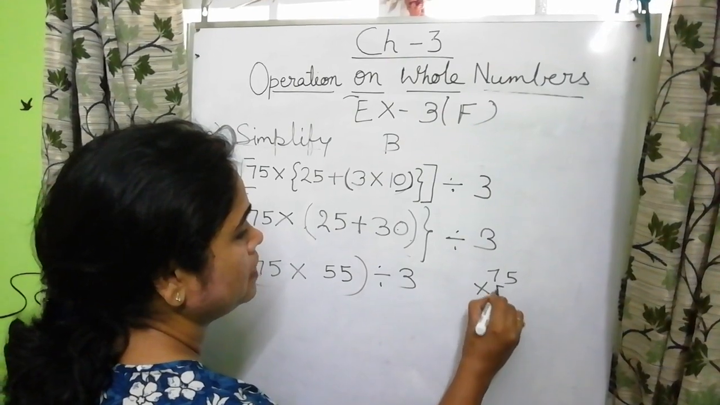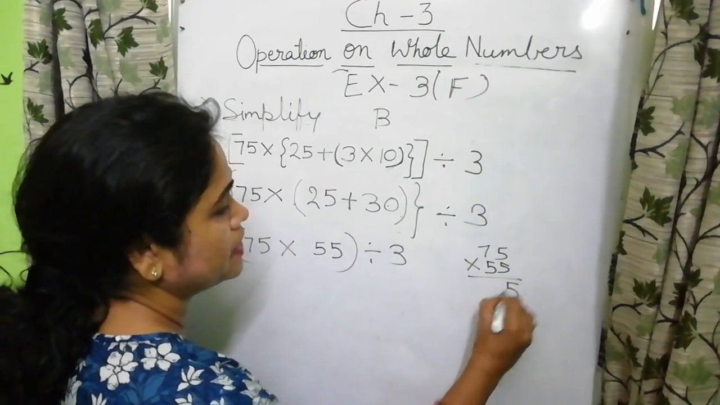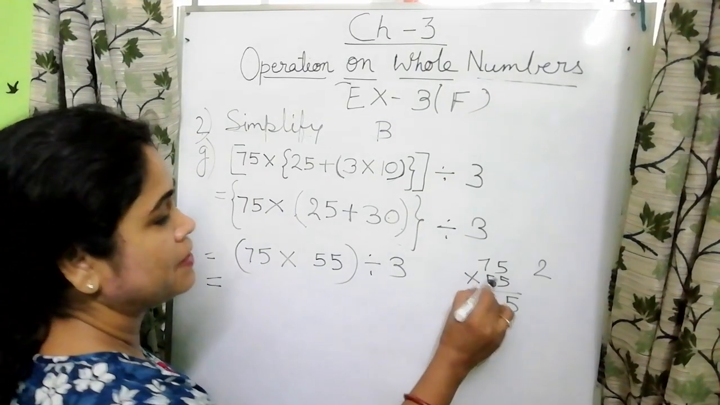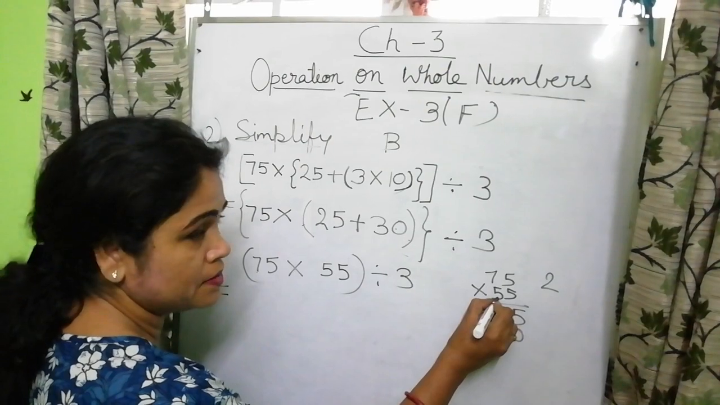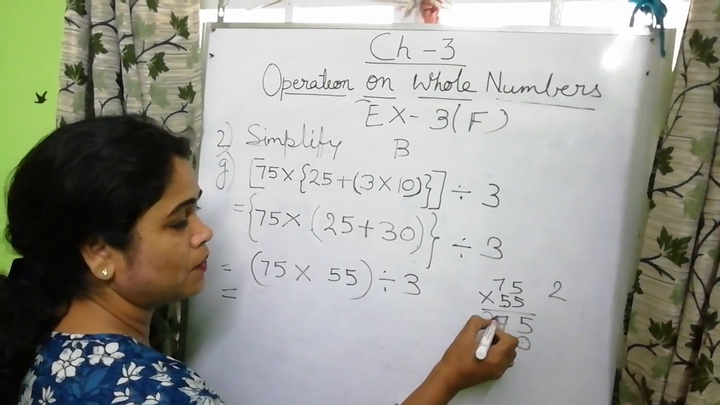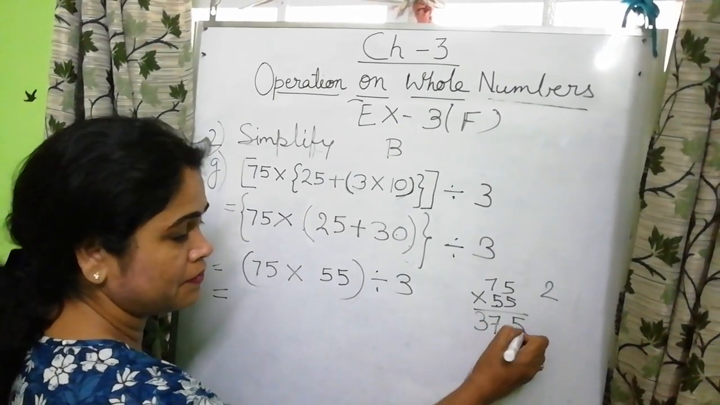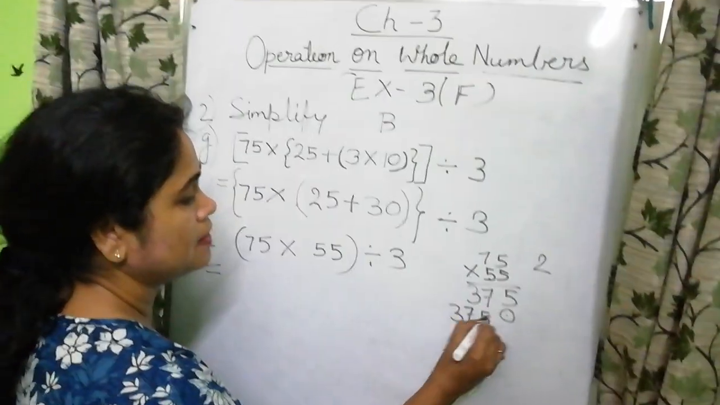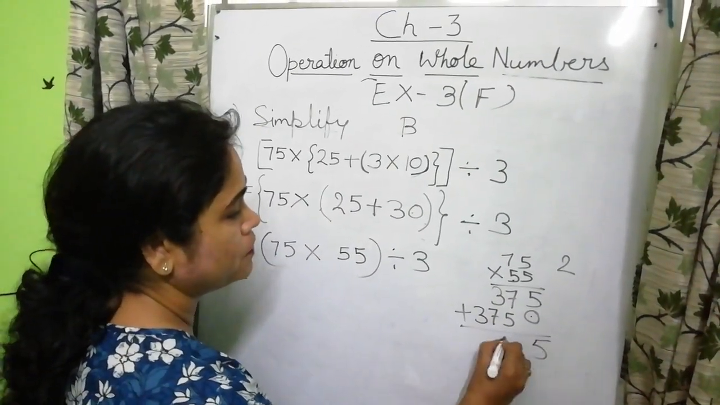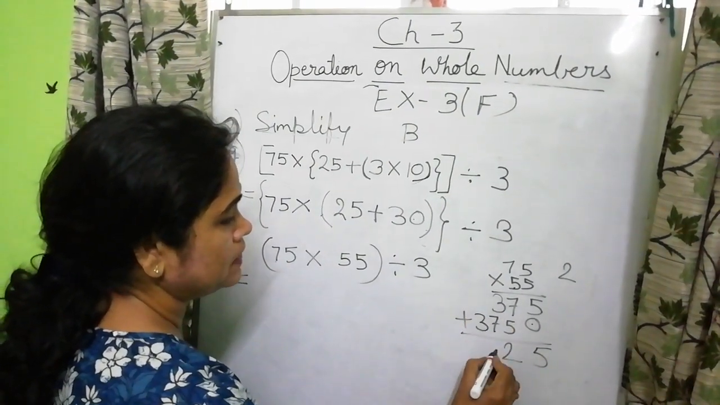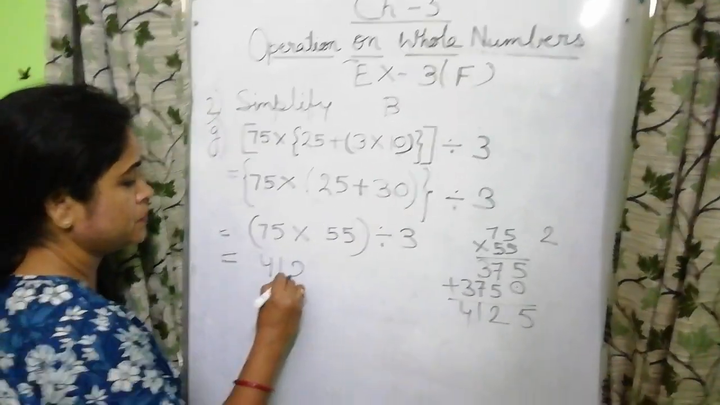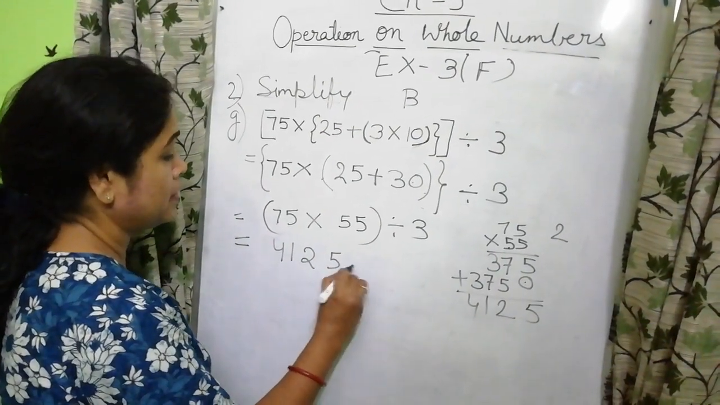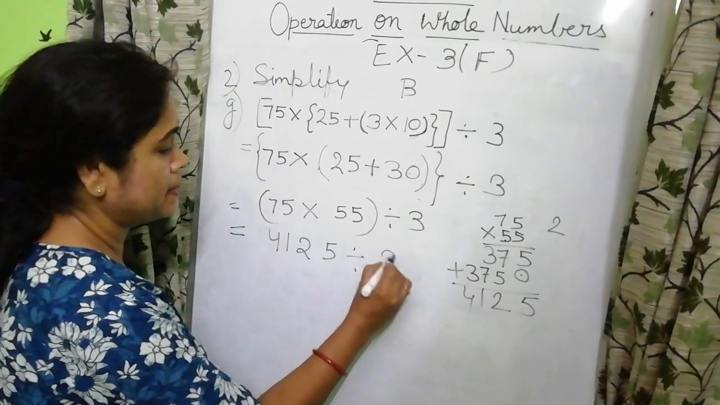75 into 55. 5 5s are 25, 2 in hand. 5 7s are 35, 36, 37. Again we will put 0 since it is 50. So 0 we have put. Now again 5 we have multiplied, 375 we have got. So again here 375. 5, 12, 11, 4. 4125 is what we have got in the bracket, and divided by 3.